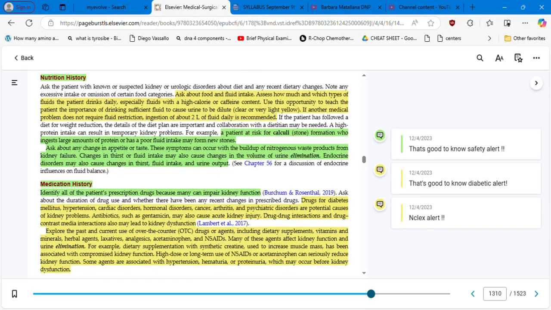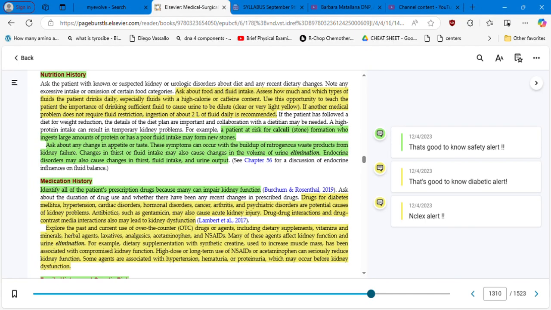Nutrition, you need to ask about foods and fluid intake, right? Especially fluids with a high calorie or caffeine content. Use this opportunity to teach the patient the importance of drinking sufficient fluid, okay? And cause urine to be dilute.